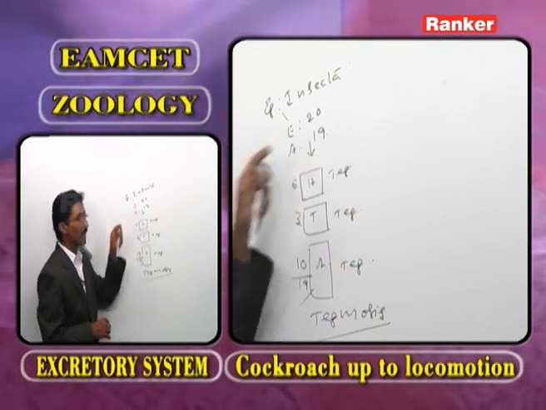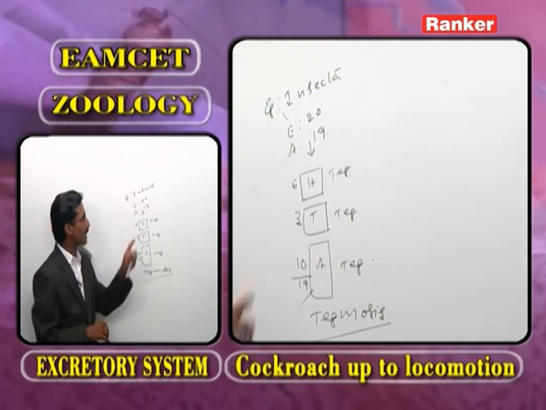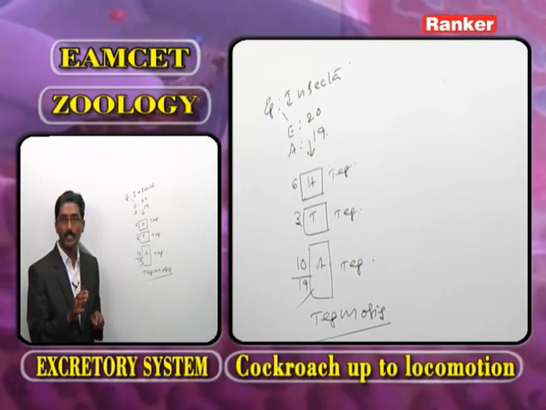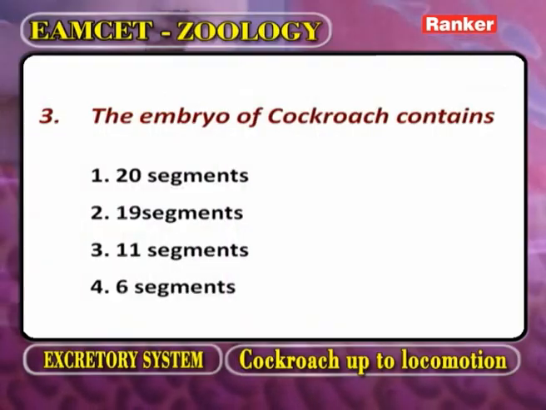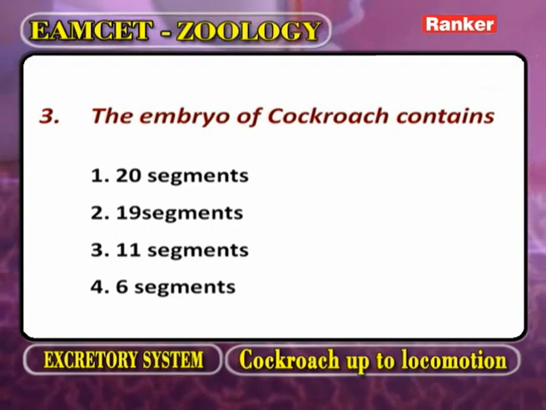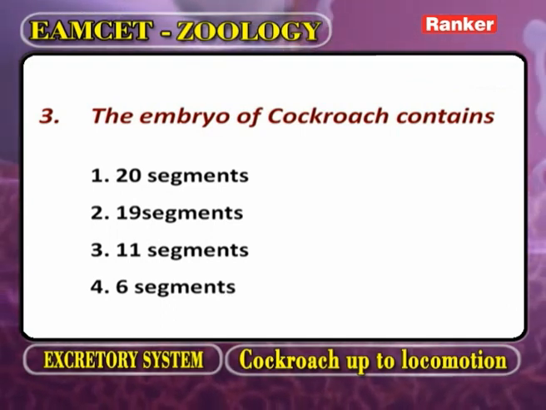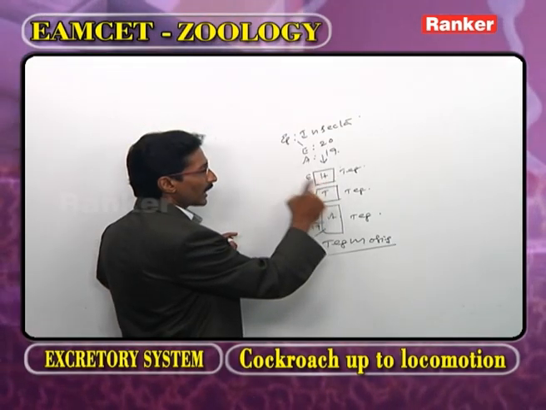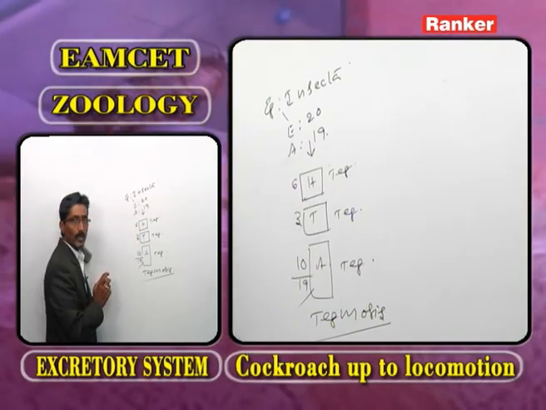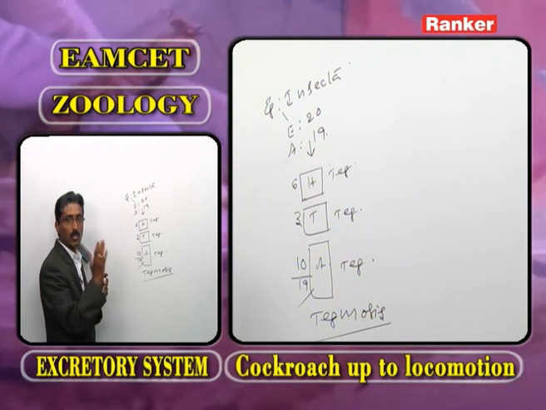So, in the embryonic stage, the total number of body segments is 20, whereas in the adult stage it is 19. Now, go for the next question. The embryo of cockroach contains. Now, in the embryonic stage as well as in the adult stage, in the head region, how many segments? 6. There is no difference.